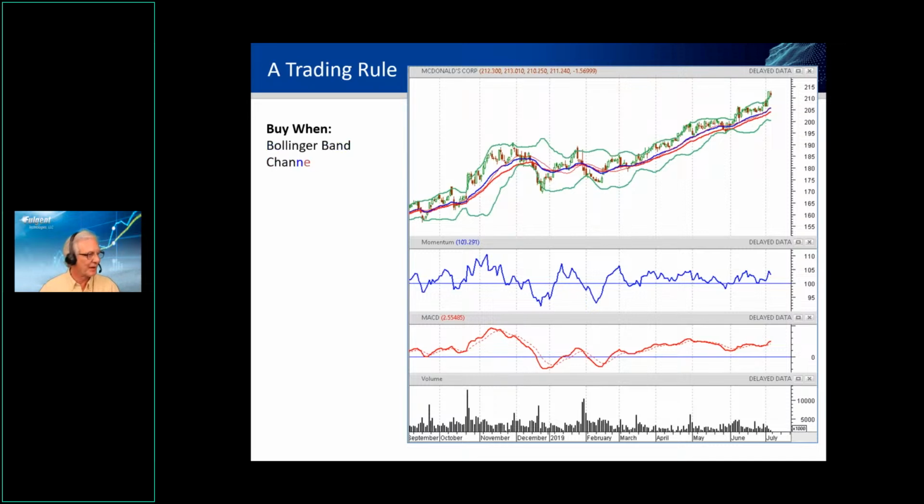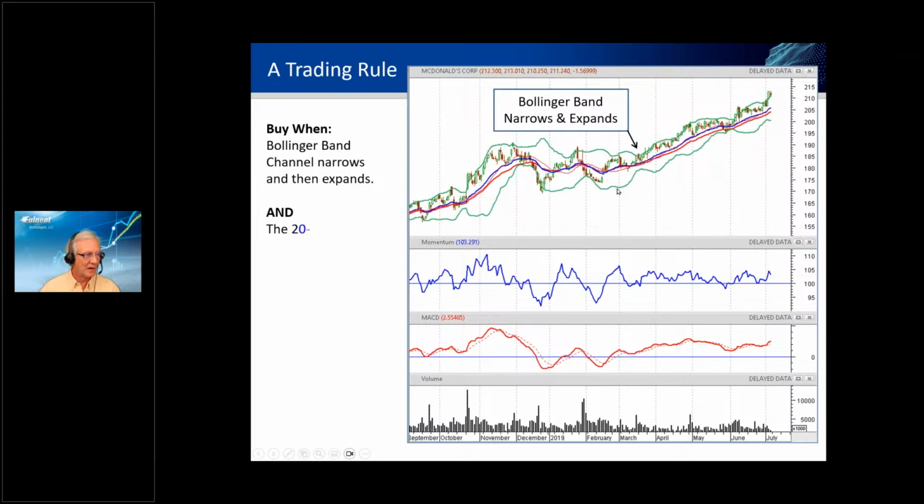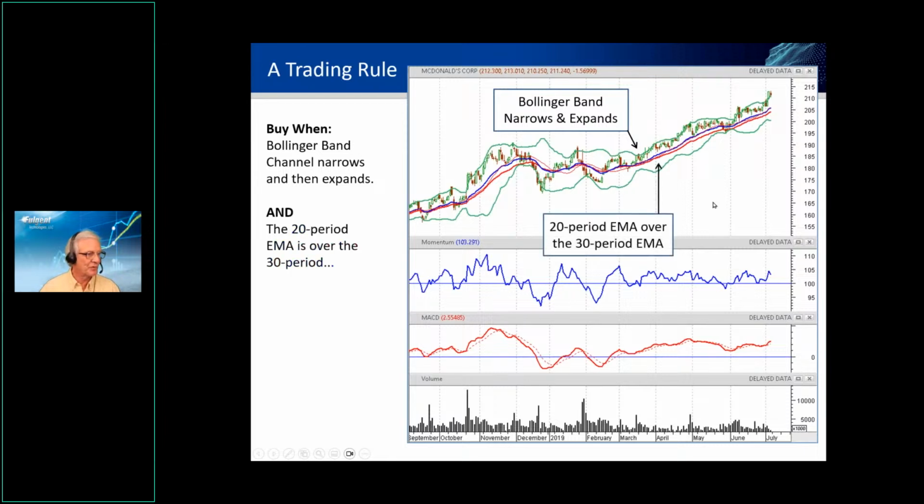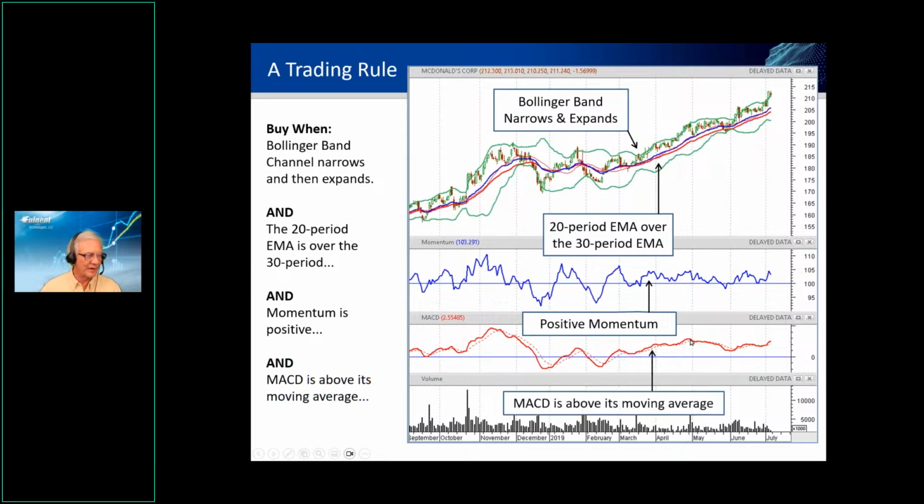This is just a real quick example here. Bollinger Bands, when they narrow down really tight and they start expanding, we know that's a pretty good place to buy. You look at a 20 period moving average above the 30. Well, that whole thing right there is an uptrend. We know that. Okay, that's a rule. Then we look at momentum being positive or negative, in this case right here, or MACD above its moving average is another thing.